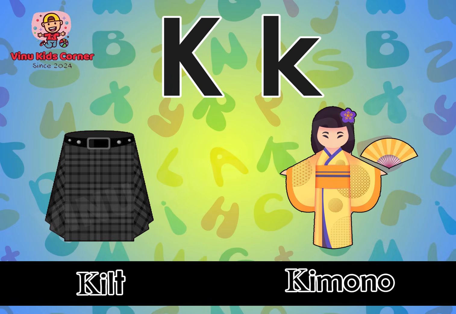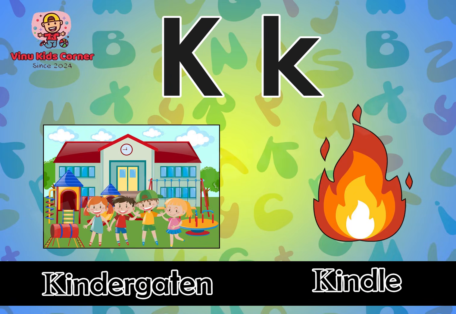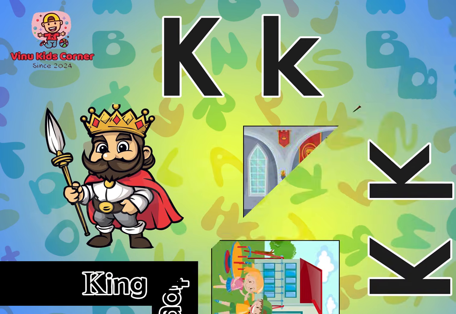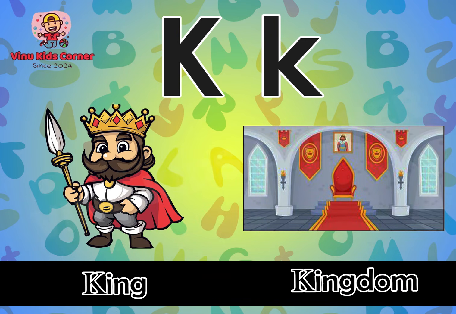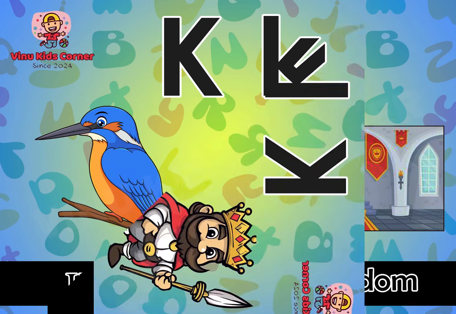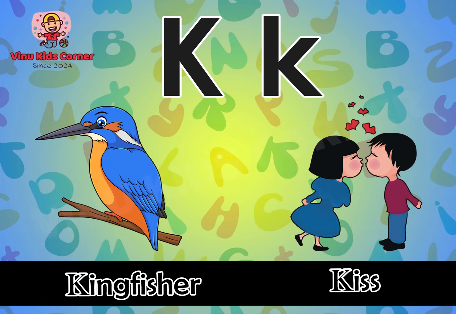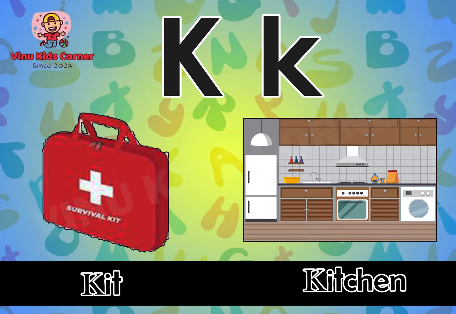K is for kilt. K is for kimono. K is for kindergarten. K is for Kindle. K is for king. K is for kingdom. K is for kingfisher. K is for kiss. K is for kit. K is for kitchen.